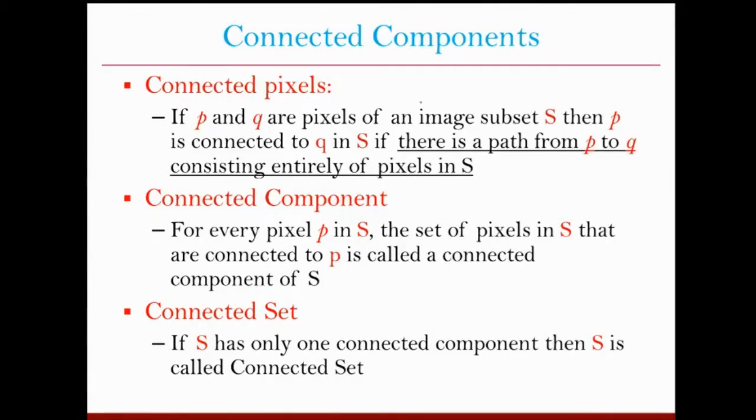Based on these definitions, we can give further definitions. So we can define the connected pixels, and we can say that if P and Q are pixels of an image subset S, then P is connected to Q in S if there is a path from P to Q consisting entirely of the pixels which are in S.